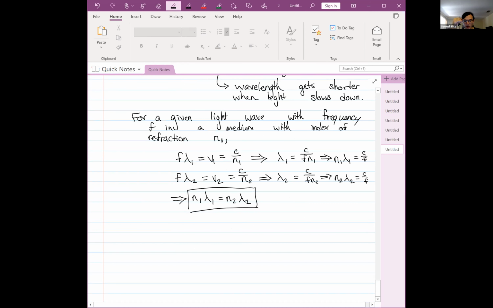If you take the wavelength in one medium, multiply it by the index of refraction, that will give you the wavelength in the other medium multiplied by the index of refraction in that medium. It's a good way to solve for these. It's a nice mnemonic. Okay, so this tells us how the wavelength changes, or how the light wave changes as it changes media. In particular, it changes wavelength according to this relationship. So now we can go back to thin film interference.